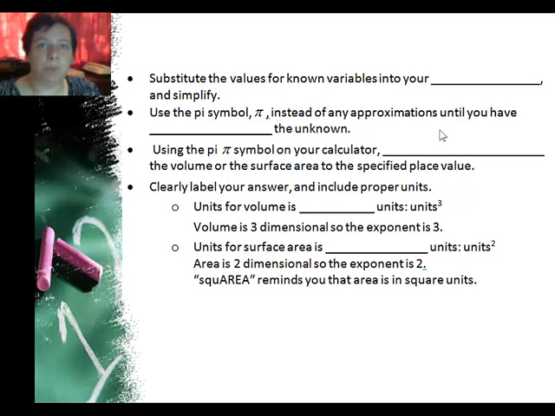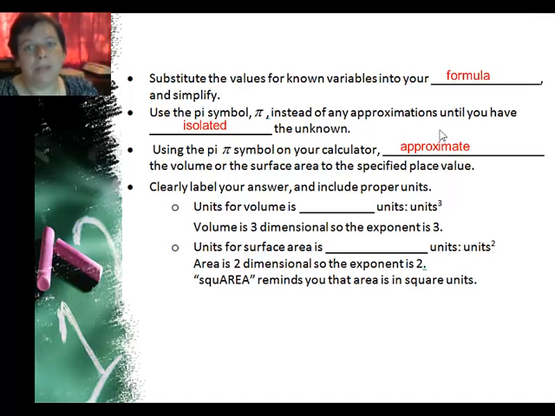Now, once you get the proper formula down and you've written down the values you know, the information, you want to substitute the values into the formula and simplify. Now use the pi symbol instead of any approximations. I know a lot of you want to use 3.14. This will lead to minor errors in rounding. So try to use pi until the very end. So you're going to have the equation, and then what you want to do is isolate the unknown. So until you have the isolated unknown, do not put in 3.14. Use the calculator button later. So using the pi symbol on your calculator, approximate the volume or the surface area to the specified place value.